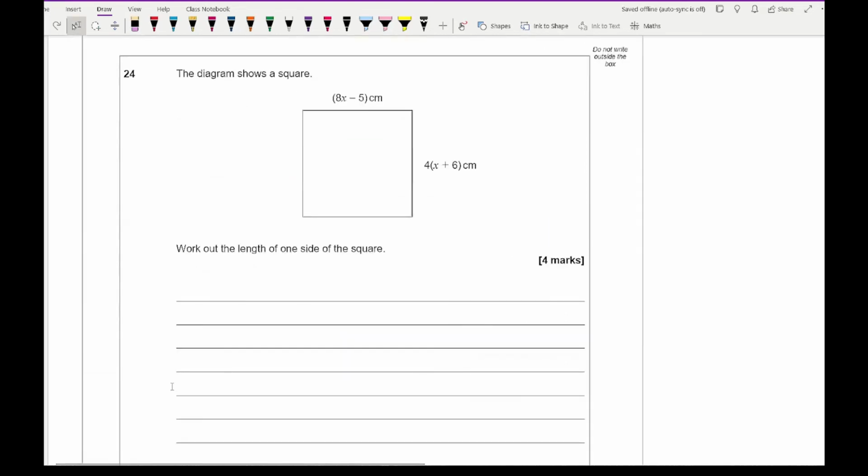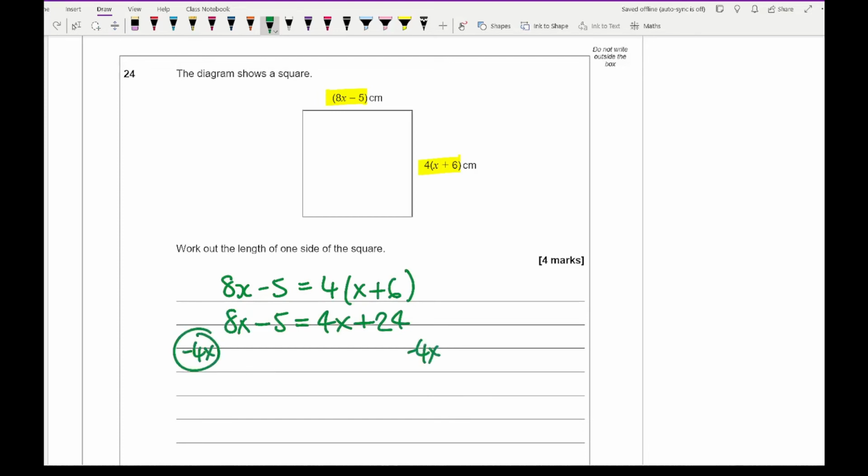Moving on to question 24, it says the diagram shows a square. It says work out the length of one side of the square. Well, if it is a square, it means that these two things must be equal to each other. So I've got 8x minus 5 equals 4 lots of x plus 6. I then expand the brackets, in which I get 4x plus 24. Take the 4x from both sides, in which I'll end up with 4x minus 5 equals 24.